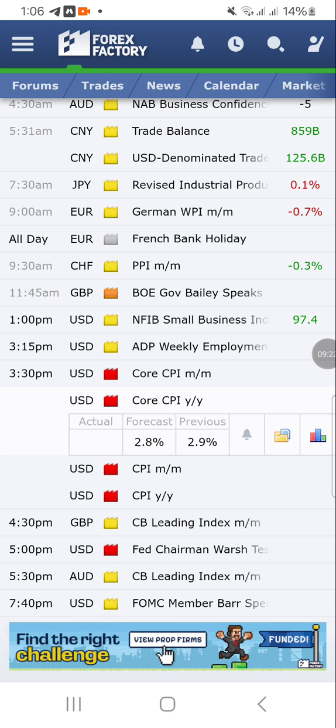If the number comes out higher than the forecast, inflation coming out as 3, 3.1, 3.4, 3.5, anything higher than 2.8, it means the prices of goods and services this year are higher than the previous year. This June is higher than the previous June. Meaning the cost of living last year was cheaper than the cost of living this year, the same month. This is basically what it means.